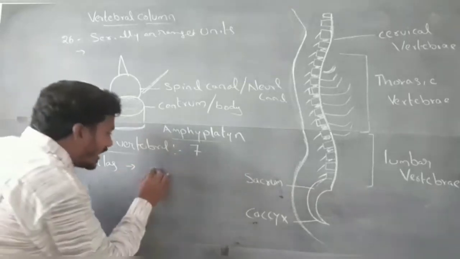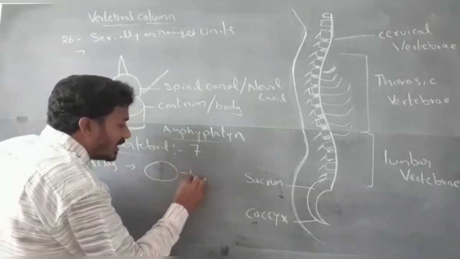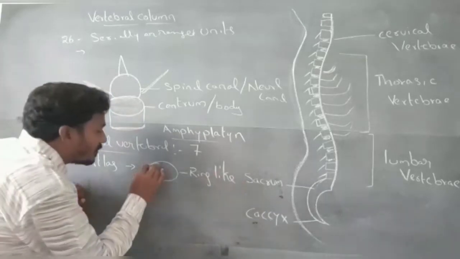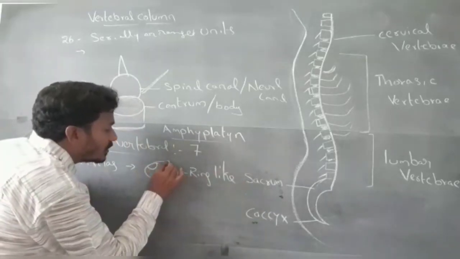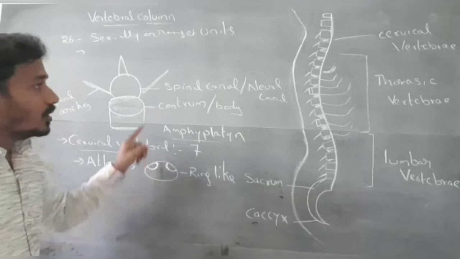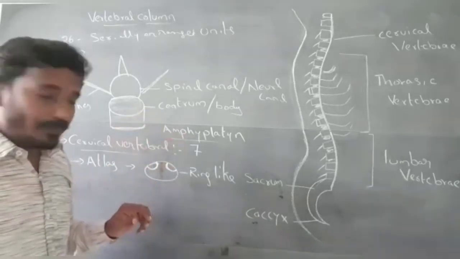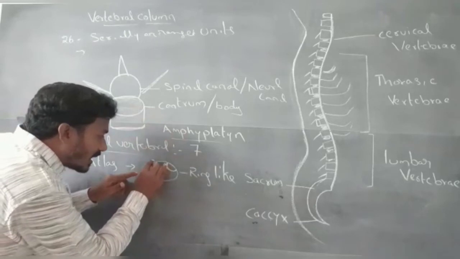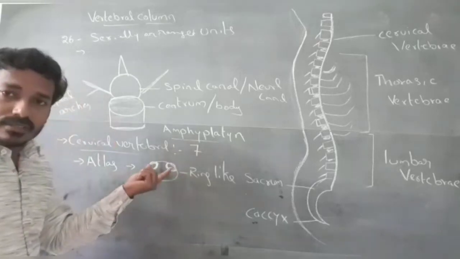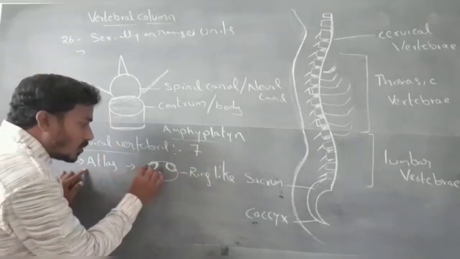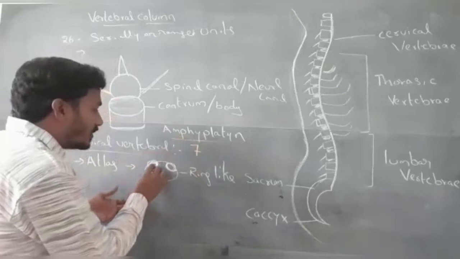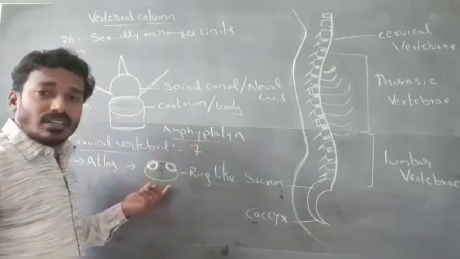The atlas is a ring-like vertebra. It consists of 2 condylic notches. The human skull is a dicondylic skull. The skull condyles fit into the condylic notches. The atlas consists of 2 condylic notches, which help in the attachment of the dicondylic skull to the atlas.